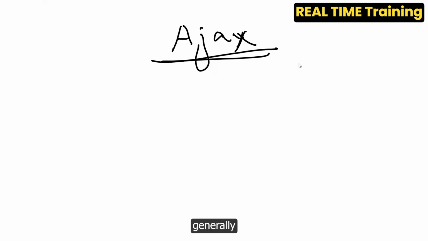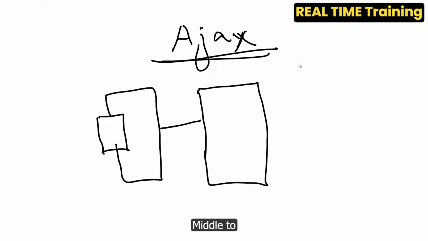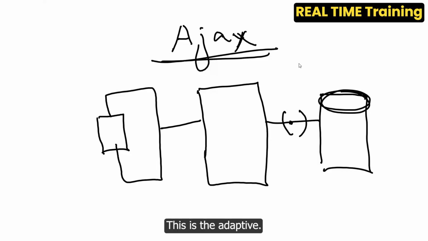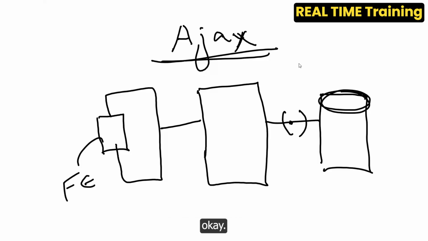So now the next concept is Ajax. Generally, this is the front end, this is the middle tier, and this is the database. This is the front end, this is code behind, this is common code, this is the database. Now generally when you do a search, one good example would be if you enter your roll number and hit enter, you are doing it in the front end. It is going to the middle tier, and then it is going to the database.